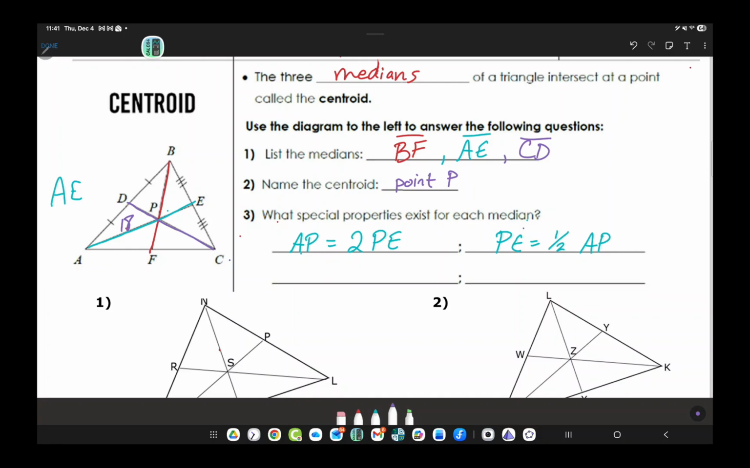Now, let's put this in terms of X. If PE is X, what is AP? 2 times X. Yeah, 2X. So, if PE is X, AP is 2 times X. What would AE equal then? 3X. Now, does that mean that PE and AP have a relationship with AE? And yes.